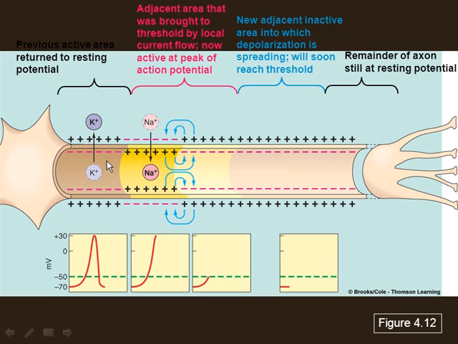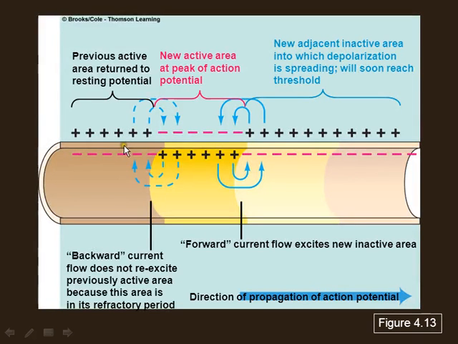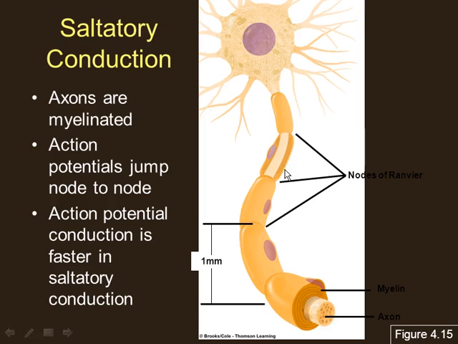They switch. So as this one's going through its absolute refractory period, can I send this action potential backwards? Absolutely not. The absolute refractory period is always one step behind the active action potential. So it just keeps moving, all the way down.